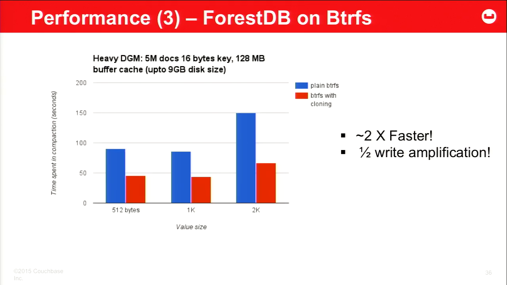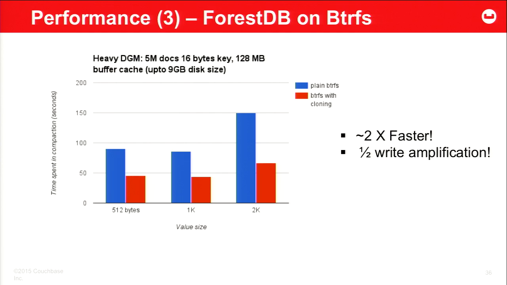The last set of results with the OS page cache is with heavy DGM, that is where the data exceeds the buffer cache that ForestDB itself natively has, and we see expected gains. At 512-byte value sizes we see a little less gain, and as the value size increases we see more gains, because in the implementation of the cloning we simply don't write the valid data from the old file to the new file. So, we save that much time and your gains will increase with the value size.